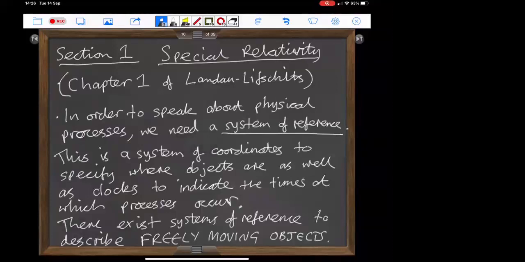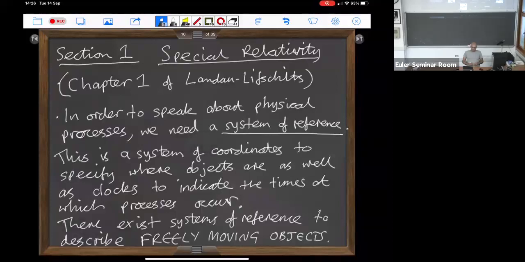So let's start then with special relativity. And what we're going to do today is essentially derive Einstein's theory of special relativity and its mathematical consequences. I mean, essentially following Einstein's logic, but there's a beautiful presentation of it in Landau and Lifshitz.